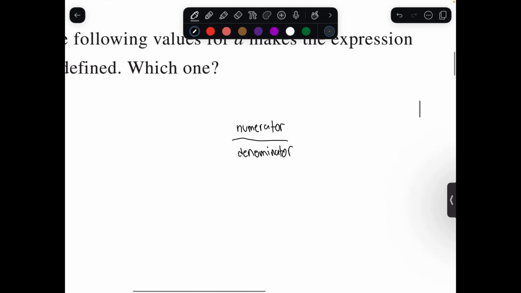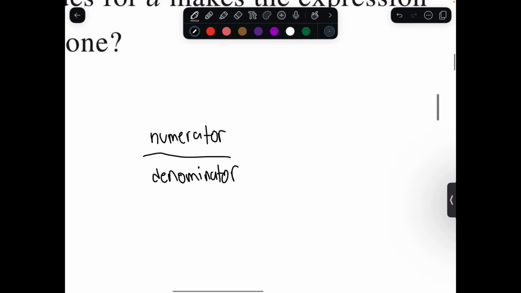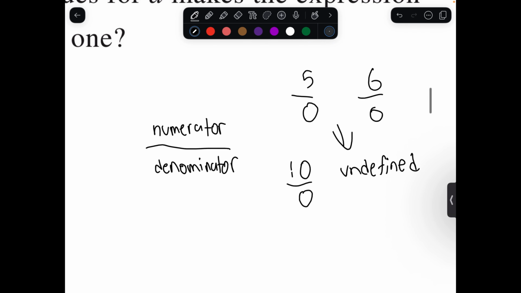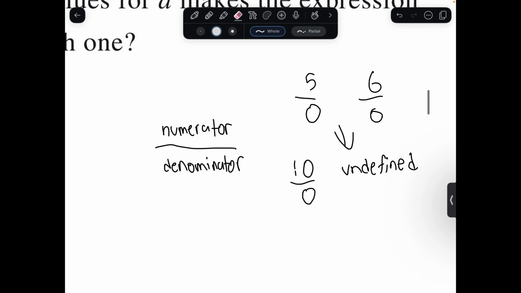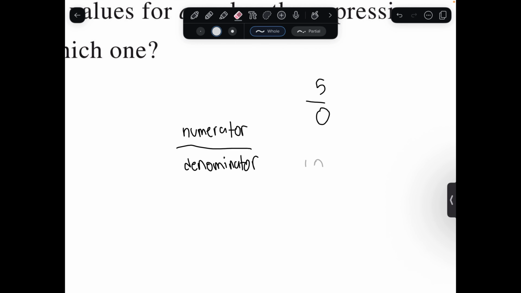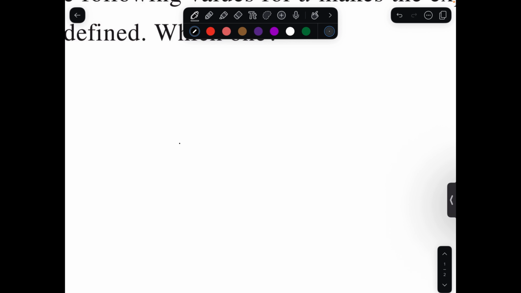The thing to remember here is that we would want to set the denominator equal to 0 because anything over 0, 5 over 0, 6 over 0, 10 over 0, all of these are undefined, right? When the denominator is 0, a fraction is undefined. The value of a fraction is undefined, right? So we want to set the denominator equal to 0. So let's set a squared plus 1 equal to 0.